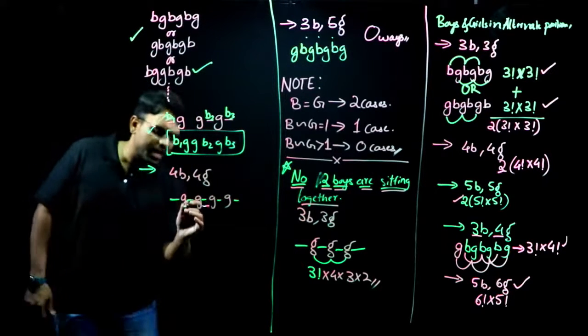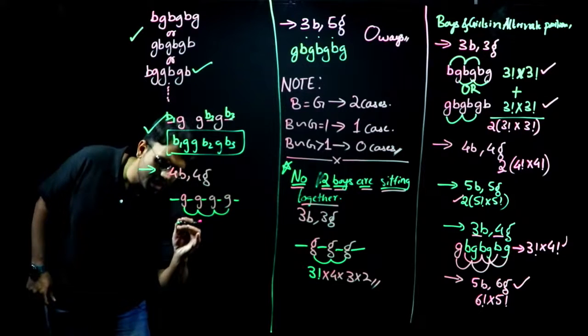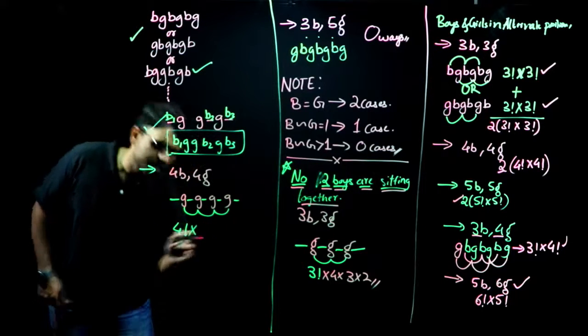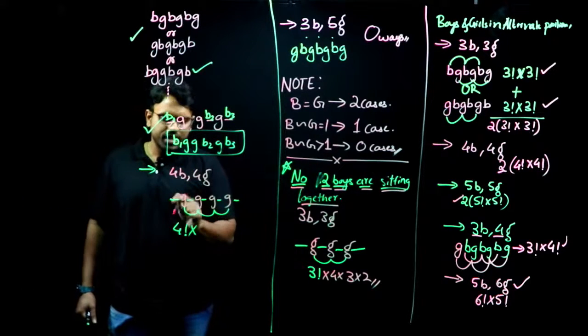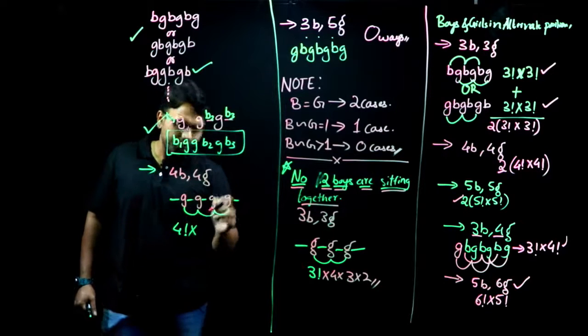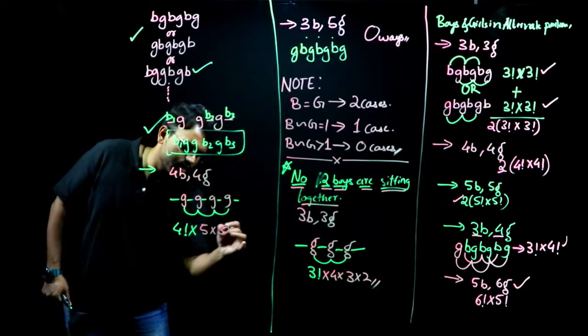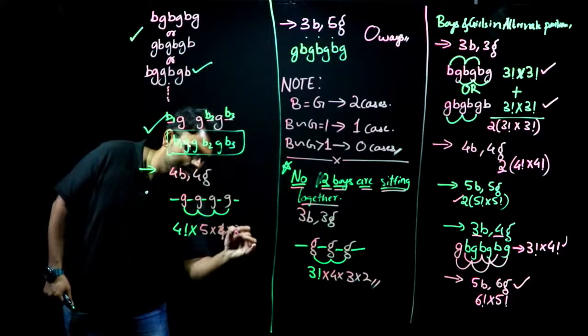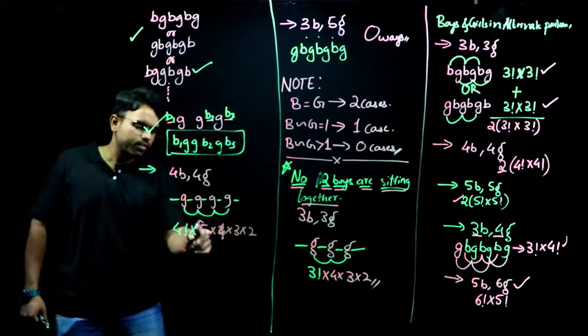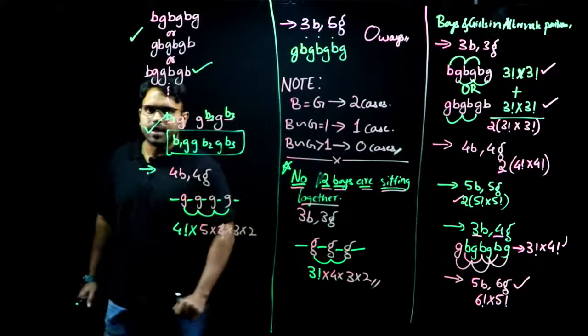Once the spaces are created, I can see that 4 girls can be rearranged in 4 factorial ways. When the first boy walks in, he can sit in 1, 2, 3, 4 and 5, so 5. Next boy walks in, he can sit in 4. Next one, 3. Next one, 2. There are 4 boys. They are done.